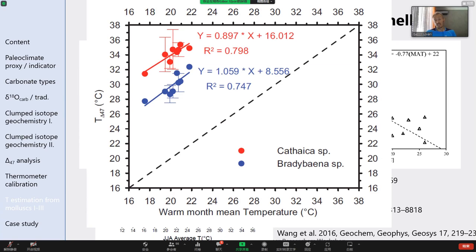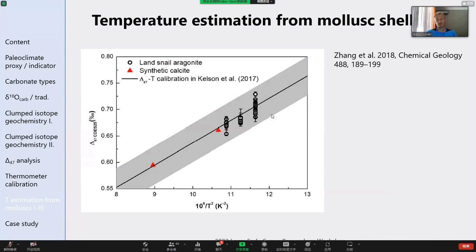Then 3 years later, Wang et al. published and reported delta 47 temperature results for Cathaica and Bradybaena species from China. And they also found that these are higher than the growing season temperatures, and there is some degree of difference between these two species, which they attributed to the different activity seasons of these mollusks, with Cathaica preferring the summer season and Bradybaena being more active during the spring and actually post-summer season. And this is why there is this difference.